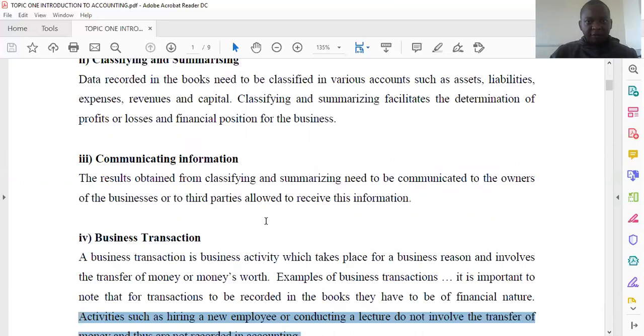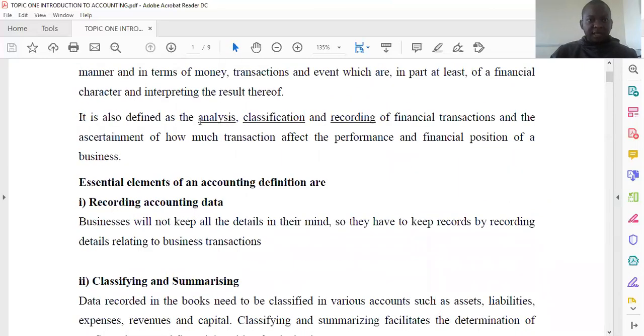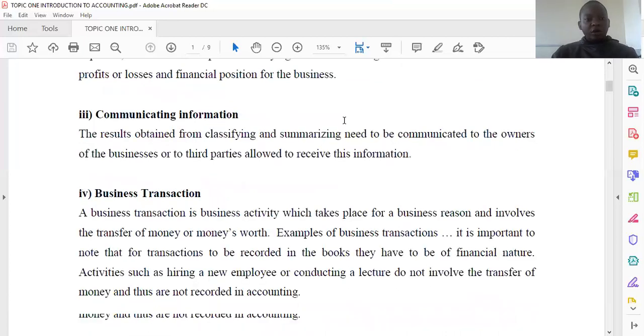Another key term that may have been left out in this note is the analysis. Analysis of the impact of business transactions on the financial performance and position of the business. As an accountant, you need to be able to tell that these numerous transactions affected the profitability of the business this way. Because we had many sales, the profits of the business have improved. So the analysis is also another key element of an accounting definition: the analysis of the impact of a business's transactions on its financial position and financial performance. I hope you're all together.